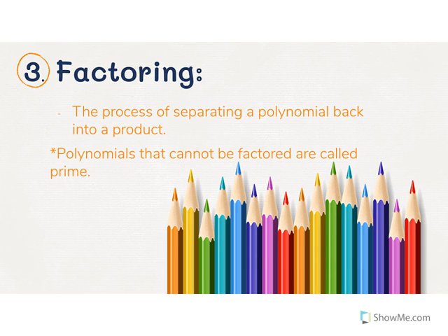Our last term, factoring. This is the process of separating a polynomial back into a product. We will be going over about 4 examples of factoring, but I just want to let you know that a polynomial that cannot be factored is called prime. So if you are not able to factor anything, you can't even take a GCF out, then it's just going to be prime.